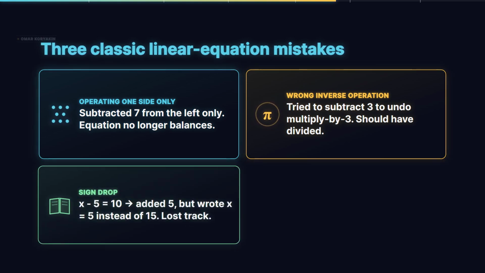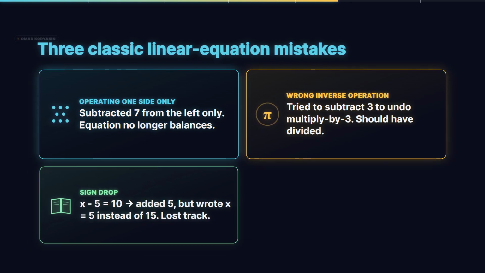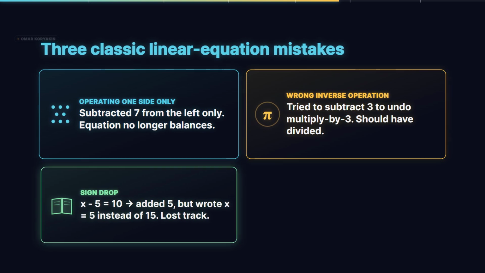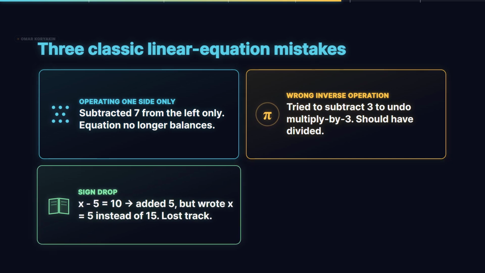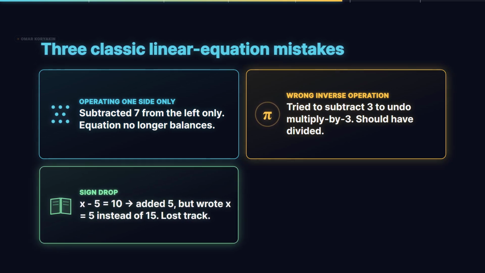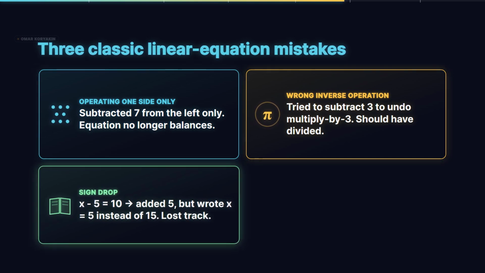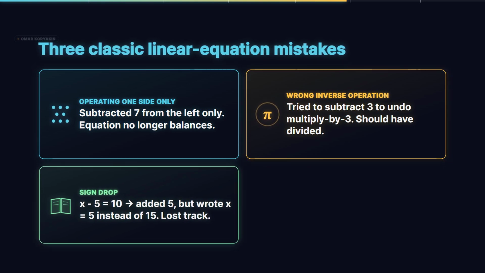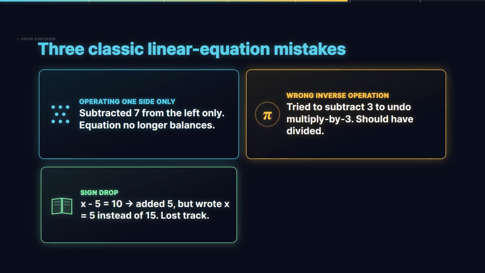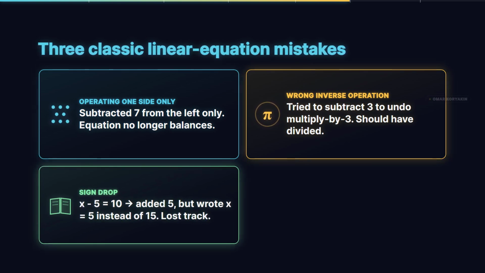Third mistake, dropping a sign or losing a number during the arithmetic step. A student sees x - 5 equals 10, correctly identifies addition as the inverse, adds 5 to both sides, but writes x equals 5 on the right side instead of x equals 15. Arithmetic mistakes during the inverse step are common because students rush. The fix is to write the arithmetic on the right side explicitly, 10 plus 5 equals 15, then x equals 15. Slow down on the right side and the sign drop errors disappear.